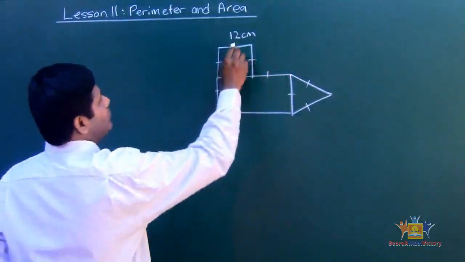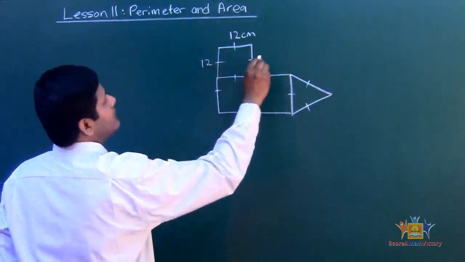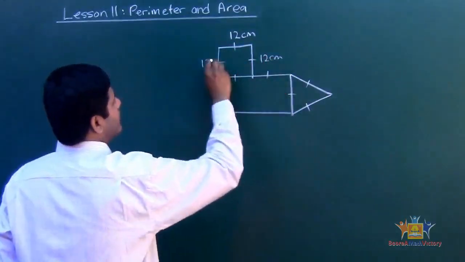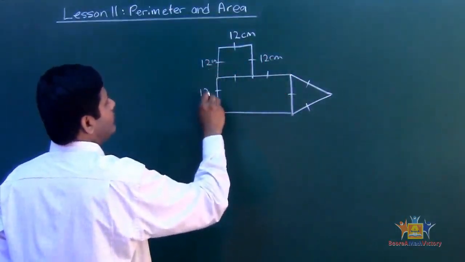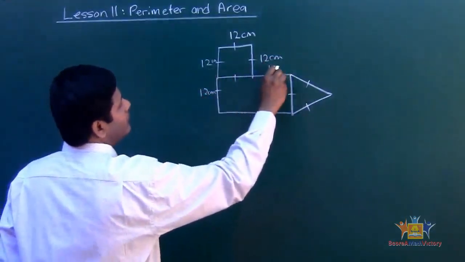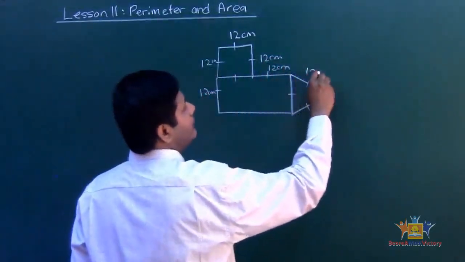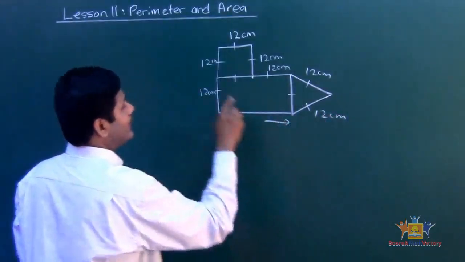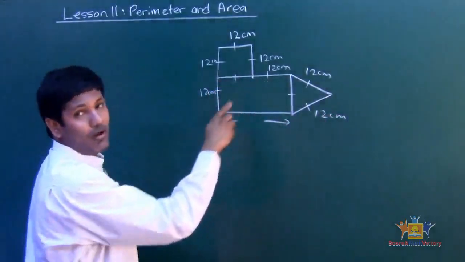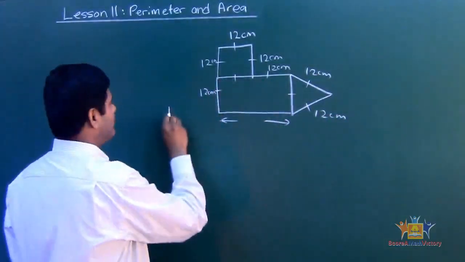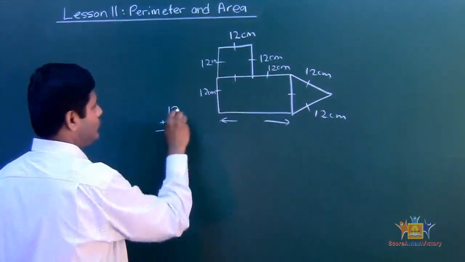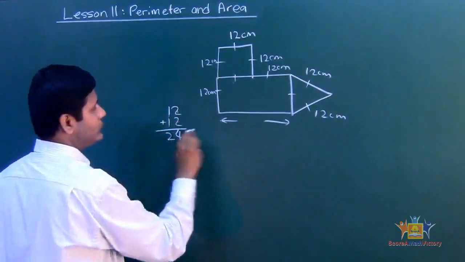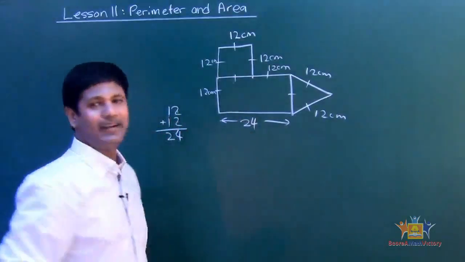So if this is 12, what is this? It will be 12. All these are centimeters. And what is this? 12. And this? 12. And this? 12. And what would this one be? If this is 12 and this is 12, that's the total. 12 plus 12: 2 plus 2 is 4, 1 plus 1 is 2. So that means 24 right there.